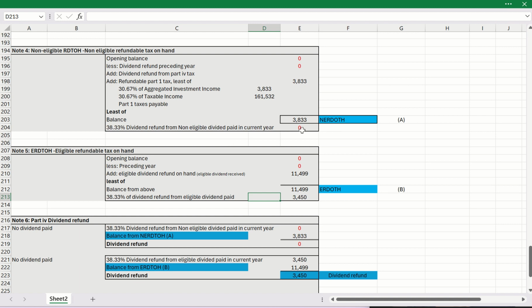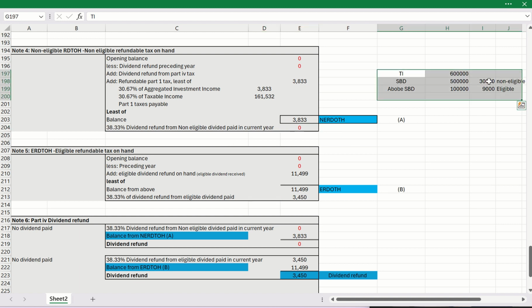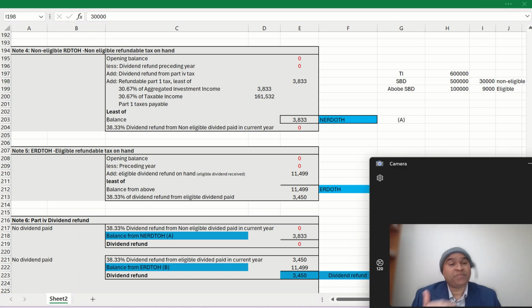So now, since we didn't pay any dividend from the non-eligible, these 30,000 we paid to an individual, we didn't pay to a corporation. We could only claim it if it's paid to a corporation, not to an individual, a natural person. That was the discussion topic. Any dividend paid to a natural person would not trigger a dividend refund to the corporation, in this case Fine Pasta Restaurant Limited.